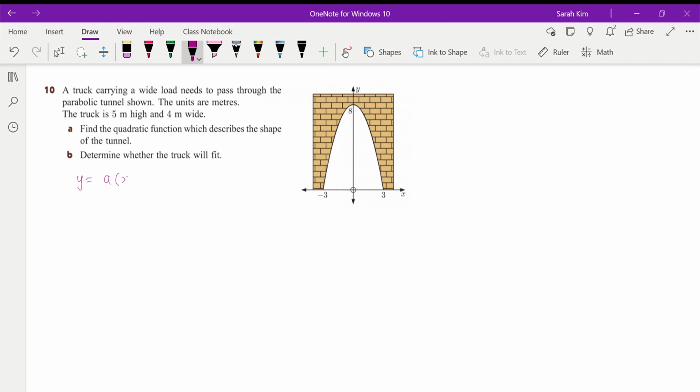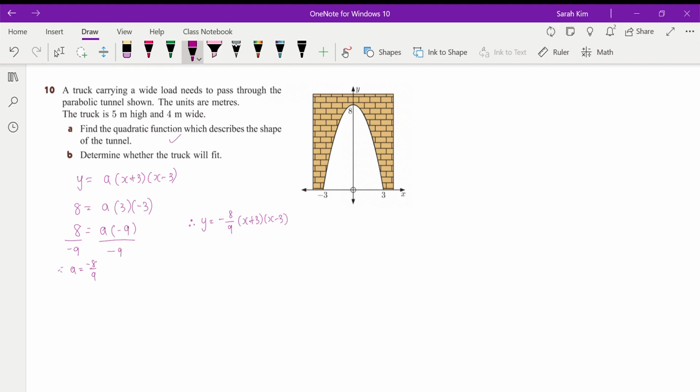The x-intercepts give us x plus 3, x minus 3. We can see that the y-intercept is at 8, so we want to make sure that this satisfies. So I just have to get rid of the minus 9. Therefore my a is 8 over 9. So if I write my equation, my y is minus 8 over 9. There we go. So part A is done.